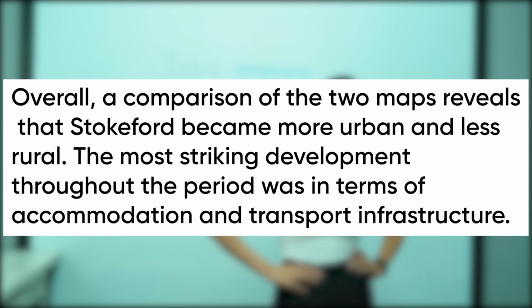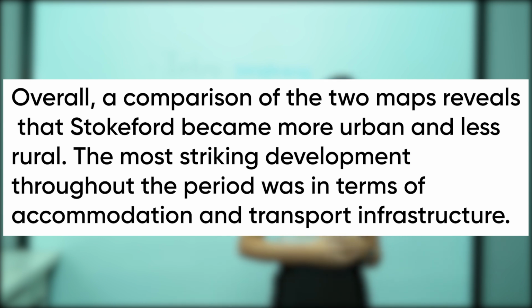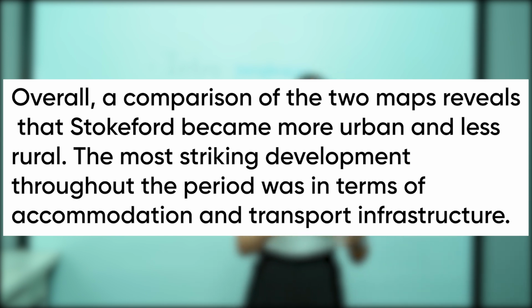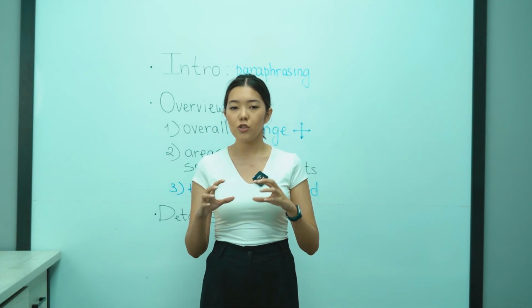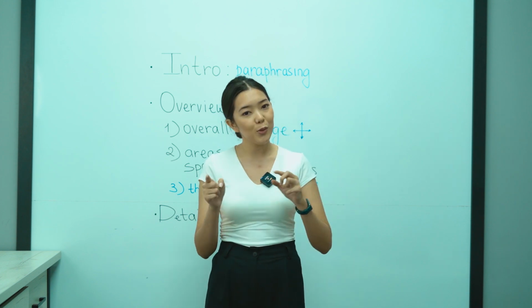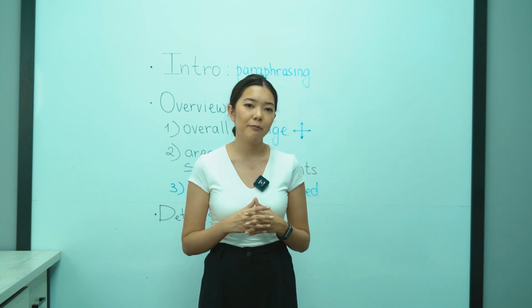That's it. And here it is very simple, very understandable, and I really like the usage of vocabulary. For example, became more urban and less rural. And the most striking development, as you can see, is not something supernatural. It is upper intermediate level, but it is very easy to write down overall. Please at home try to write down the introduction and overall first of all, then you can move to the details paragraph.